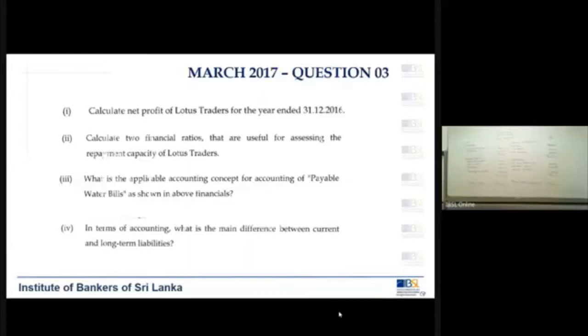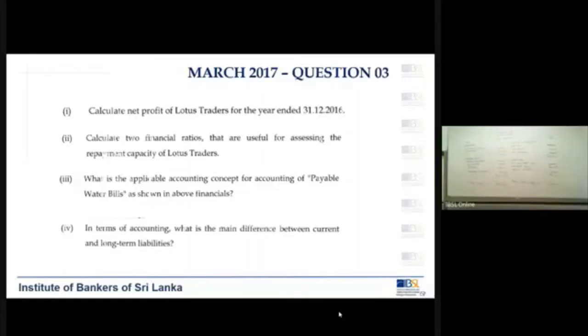Okay, so you have been already given some list of balances. Based on those balances, you are required to calculate the net profit or loss of Lotus Traders for the year ended 31/12/2016. So I taught you how to calculate the gross profit first. Now here they are talking about the net profit. So you have to start with the gross profit, that is a trading account, and then you have to go on to the net profit or loss, calculating the net profit or loss of the business.